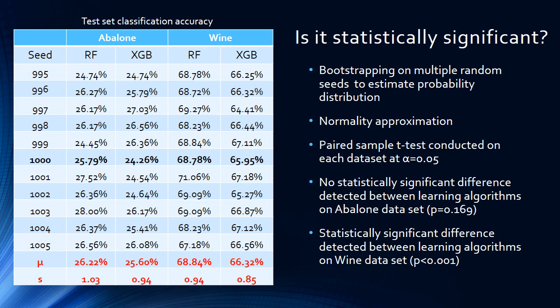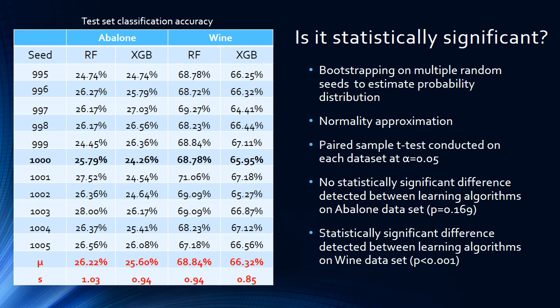However, to truly address the question of whether one method is superior to the other with these datasets, it is necessary to determine the probability distribution of the accuracy estimates. Now, this can be done by a method called bootstrapping, where the same algorithm is processed on multiple random seeds and the results collected. As can be seen from this table, there were different test set classification accuracies obtained with different random seeds. The resultant distributions were approximately normal, and a paired sample t-test was conducted on each dataset with a level of significance of 0.05.